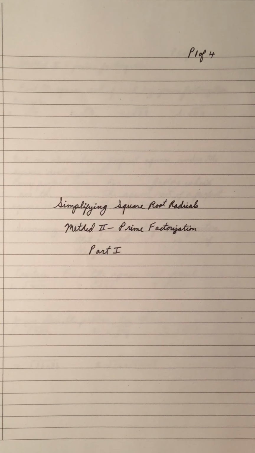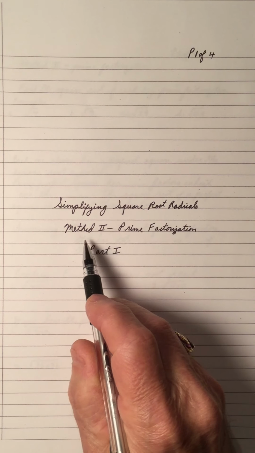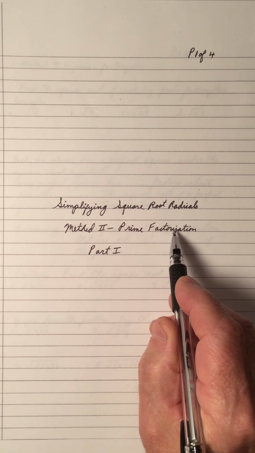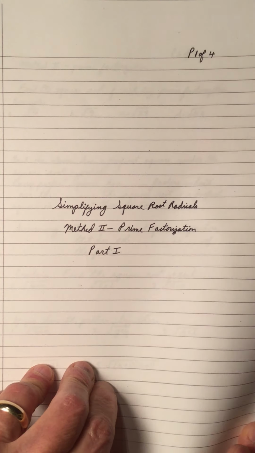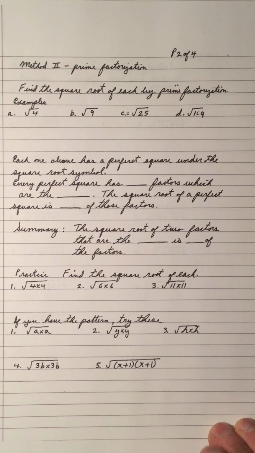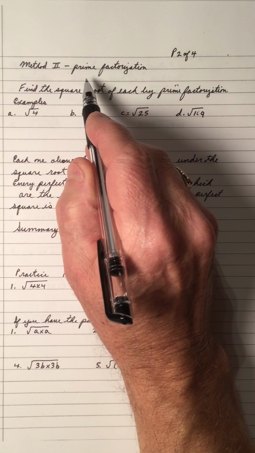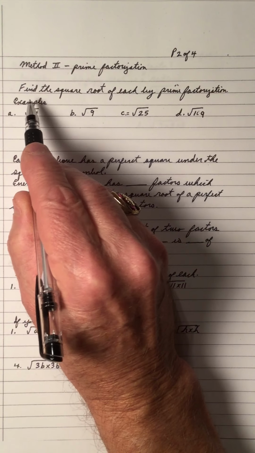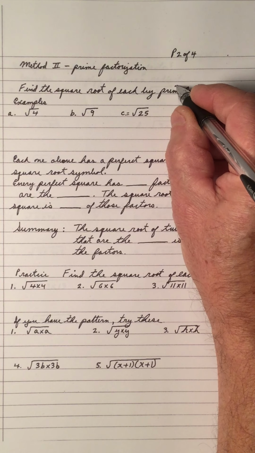Hi, welcome to my video on simplifying square root radicals. In this video we're going to do method 2. It's called prime factorization. And this is part 1 of that series on prime factorization. Method 2, prime factorization. Remember the first method we did was with the greatest perfect square, but this is the prime factorization. Find the square root of each by the prime factorization.